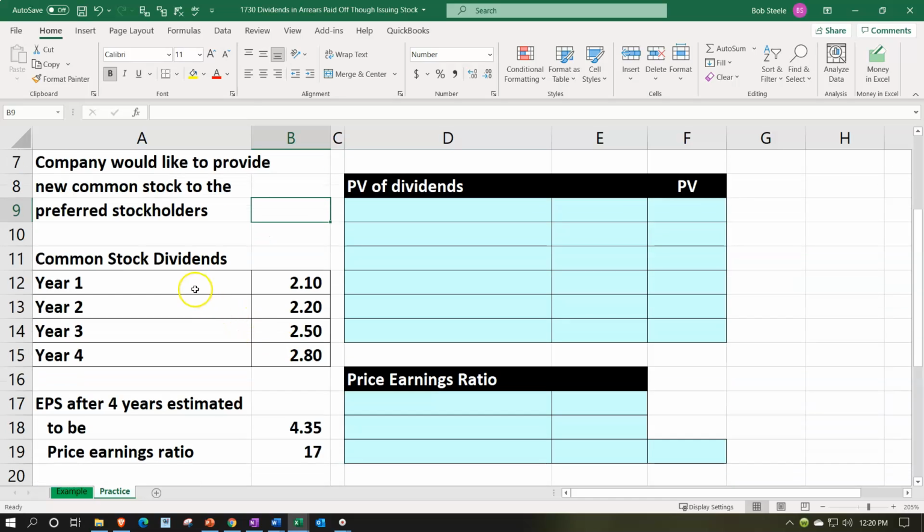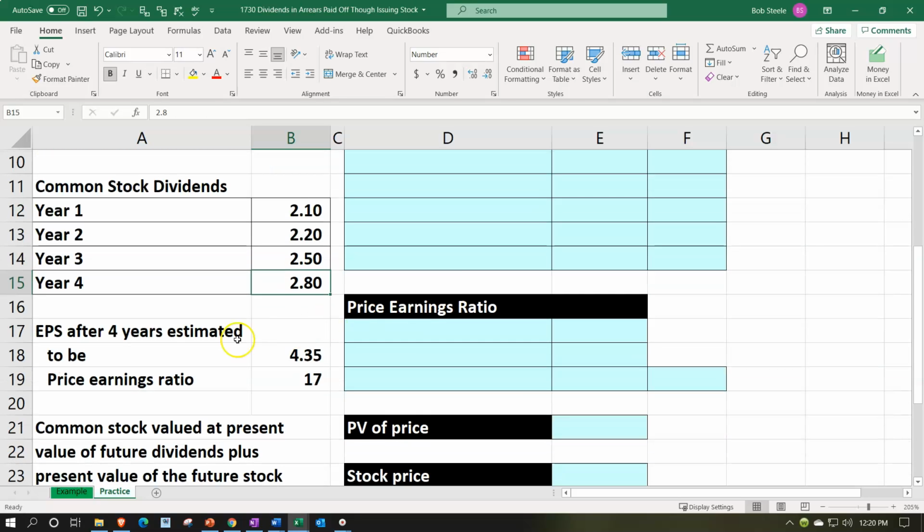The common stock dividends we're estimating for the next 4 years are going to be the 210, the 220, the 250, the 280. And we also have this information with regards to the earnings per share after 4 years, which is estimated to be 4.35. And the price earnings ratio we are estimating to be 17.